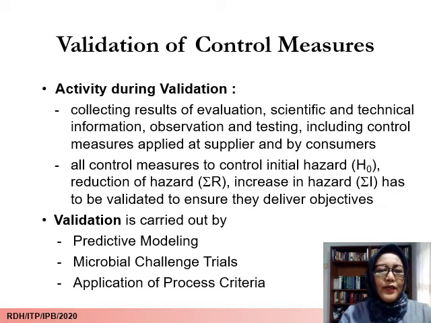So what do we do during the validation of control measures? These are some of the activities: collecting results of evaluation, collecting scientific and technical information, observation and testing, including control measures applied at suppliers and by the consumers. All control measures to control the initial hazard, H0, reduction of hazard, sigma R, and increase in hazard, sigma I, have to be validated to ensure they deliver objectives. Validation can be carried out by predictive modeling, microbial challenge trials, and application of process criteria.